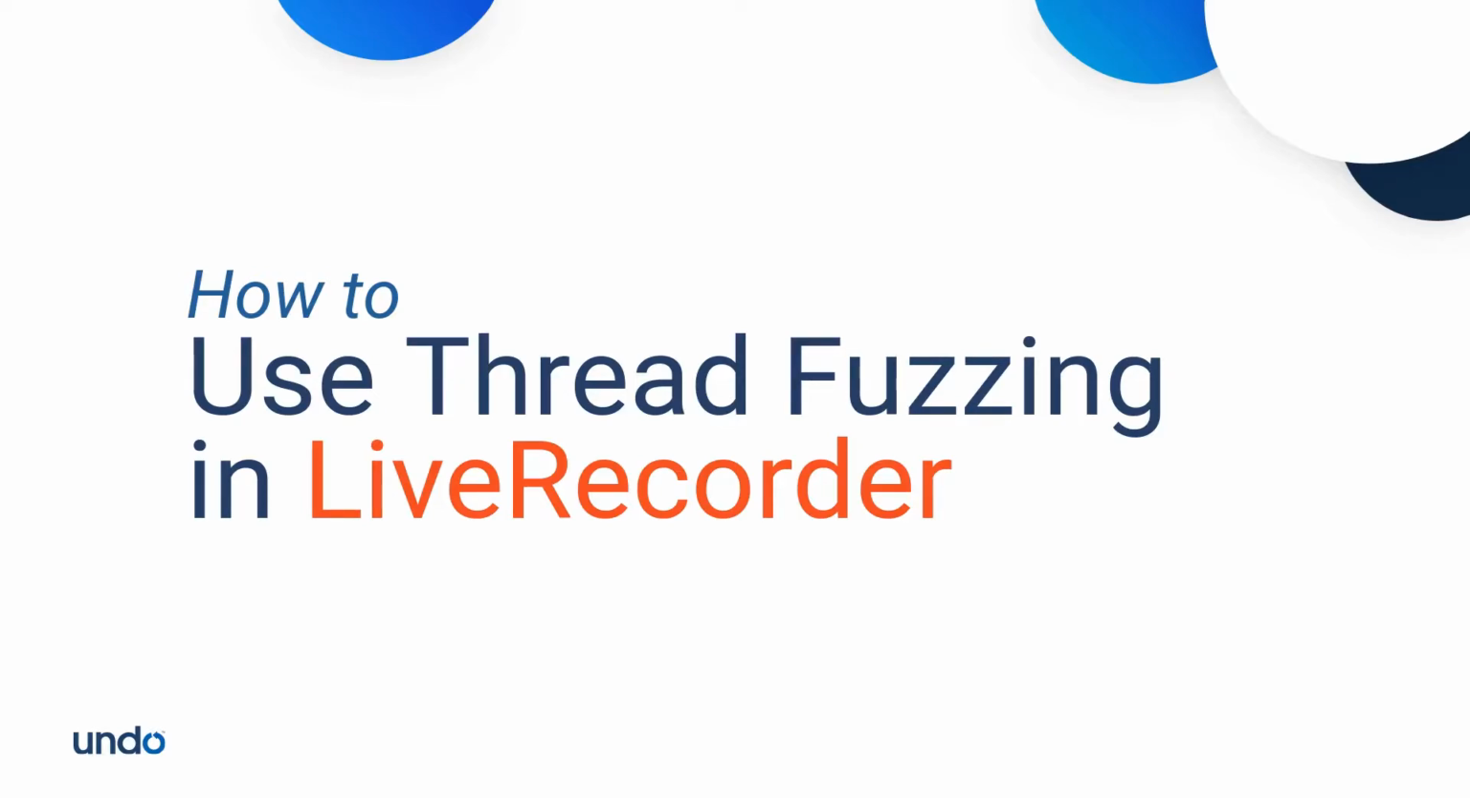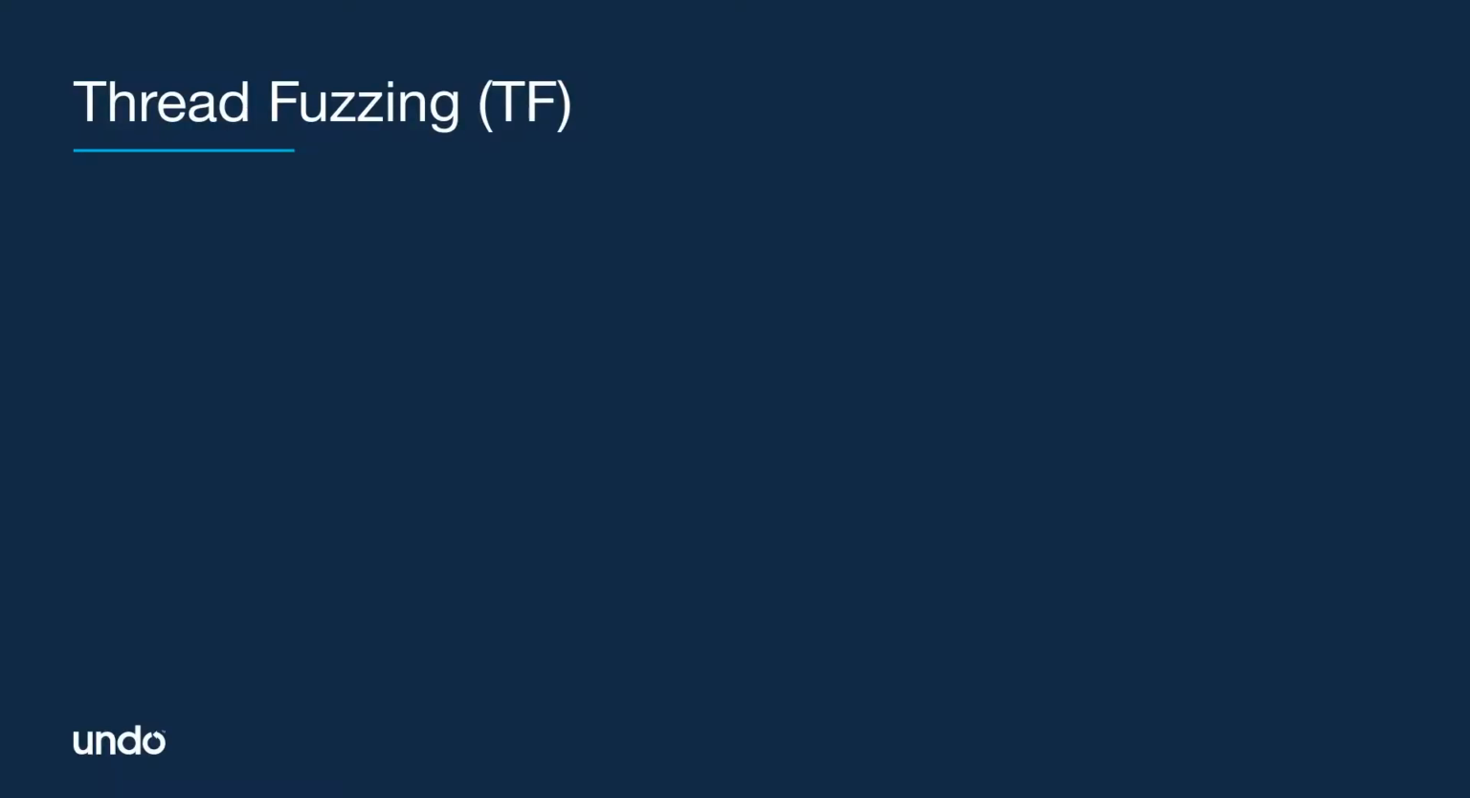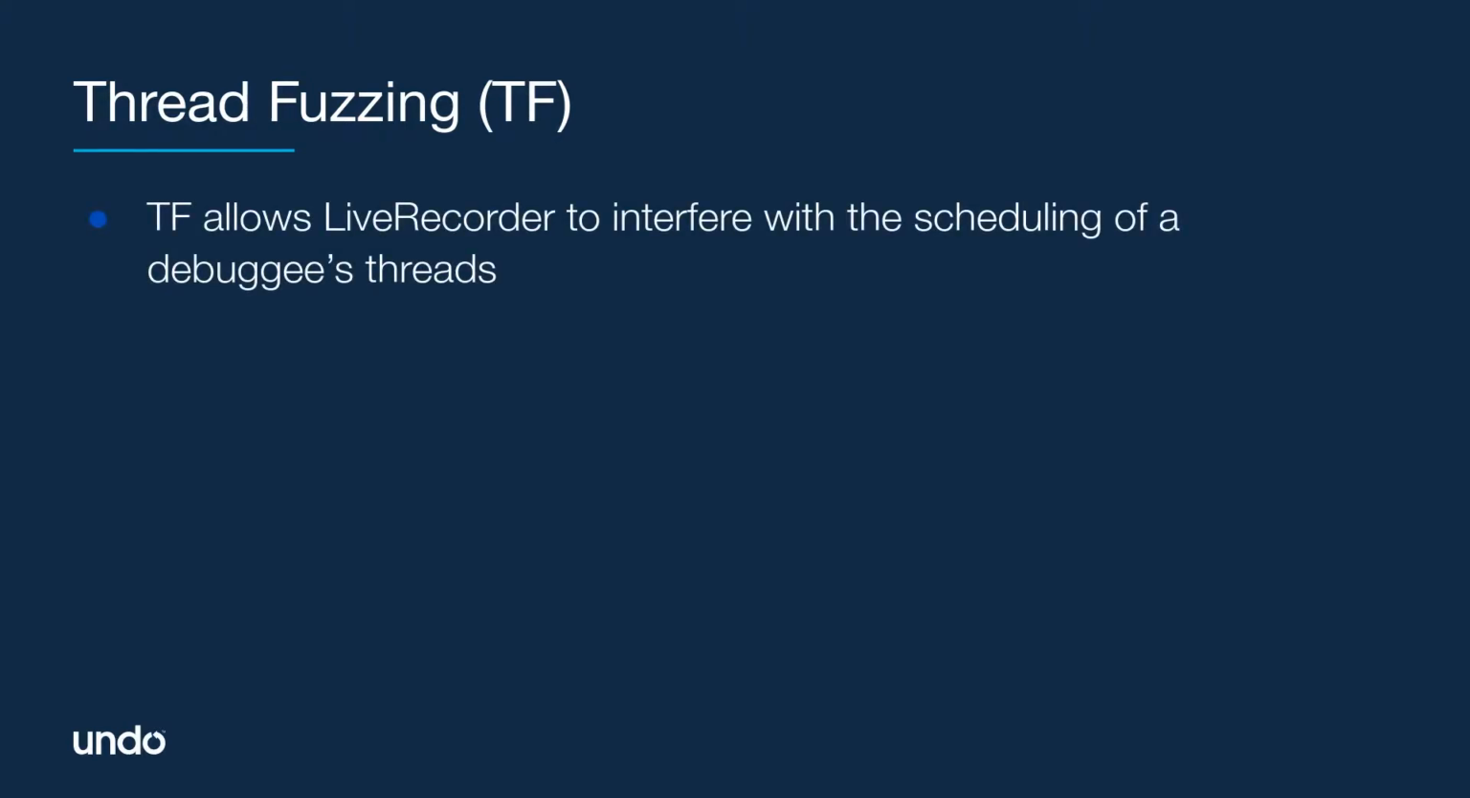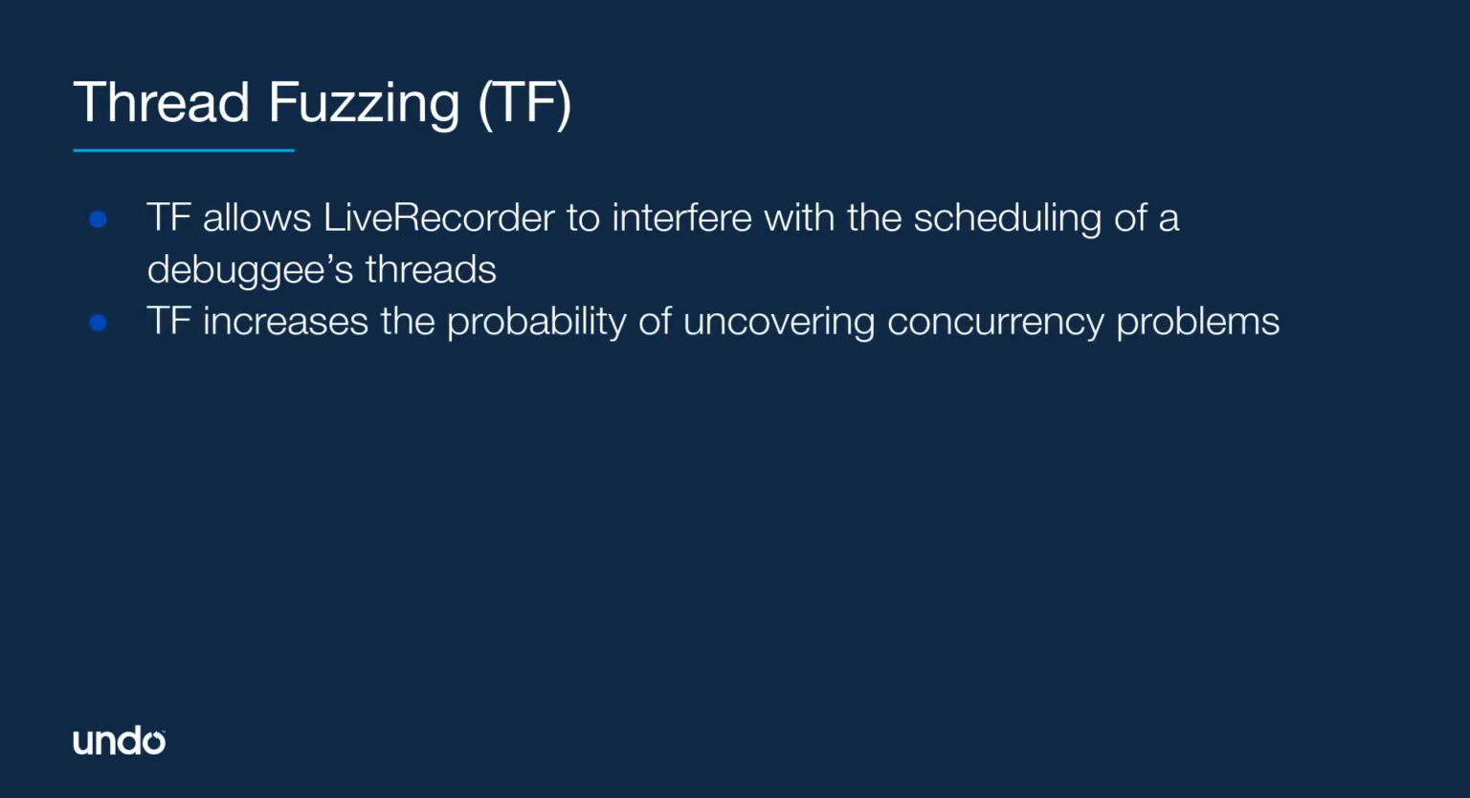In this tutorial, we're going to present the use of LiveRecorder's Thread Fuzzing feature. With Thread Fuzzing enabled, LiveRecorder will interfere with the thread scheduling of the process being recorded in order to increase the probability of uncovering concurrency problems. Such bugs may be very rare in normal conditions, but through Thread Fuzzing, they can become statistically more common.